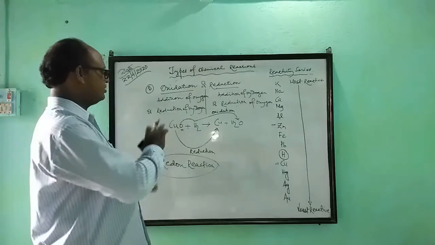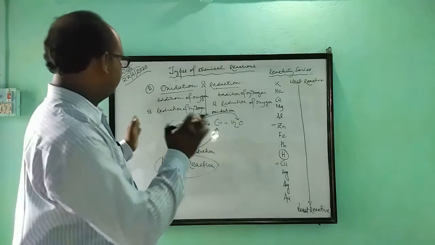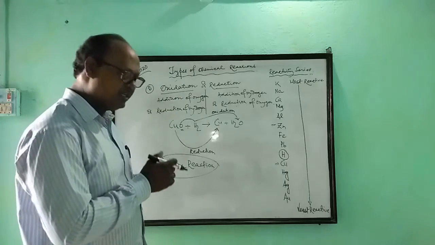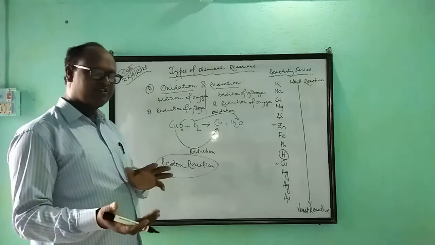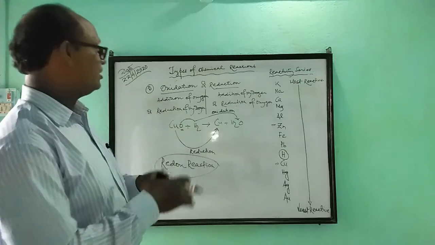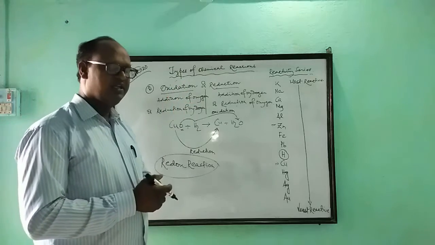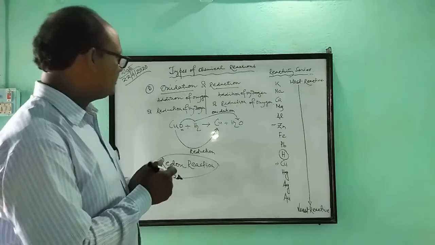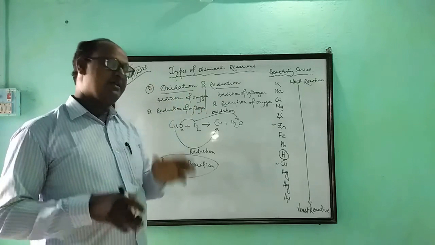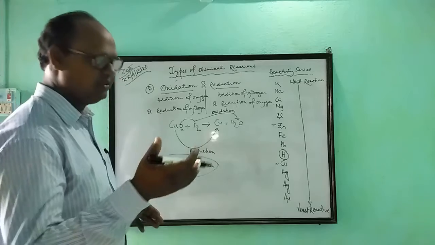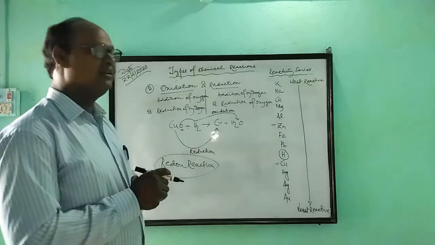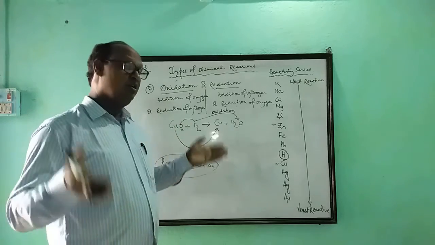And when oxygen is added, it is called oxidation. When hydrogen is added, or oxygen is removed, it is called reduction. You can read these things from the book, because oxidation and reduction is a confusing topic. That is why you have to read it carefully and understand it carefully, and you have to read it regularly.